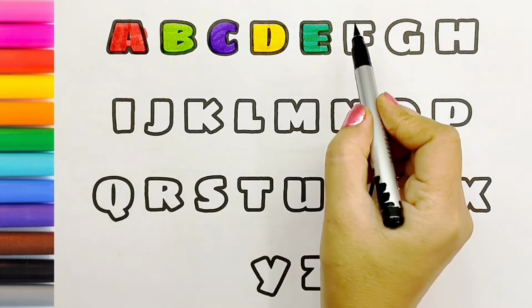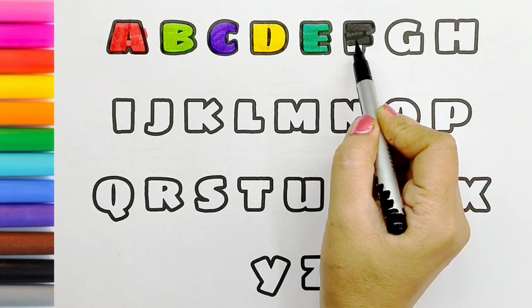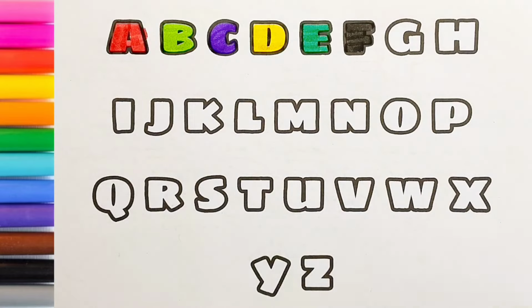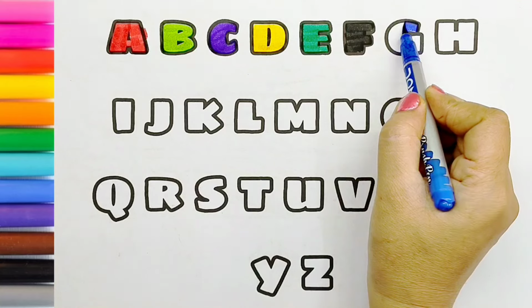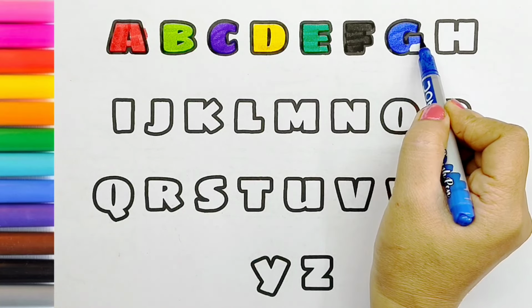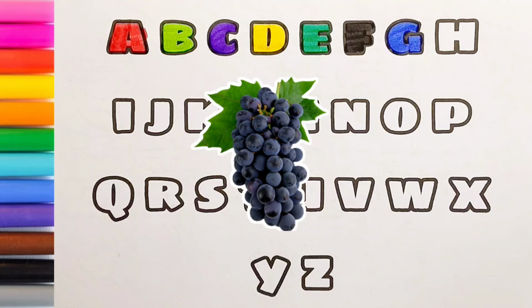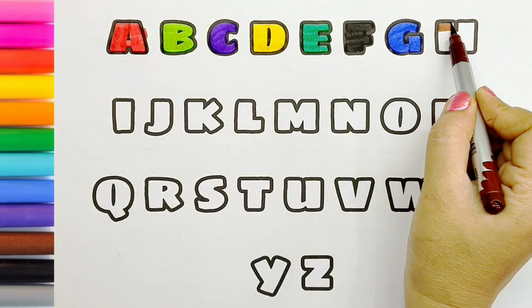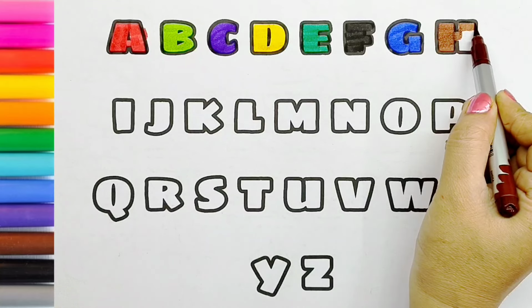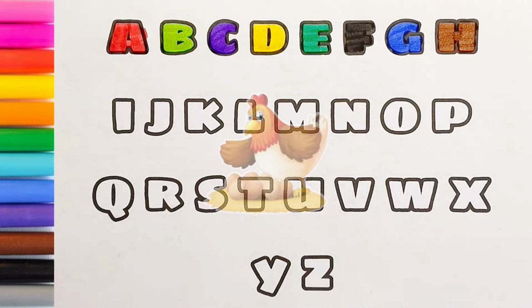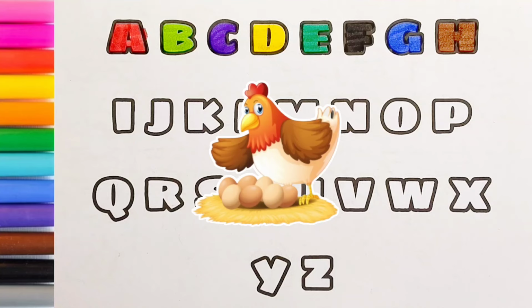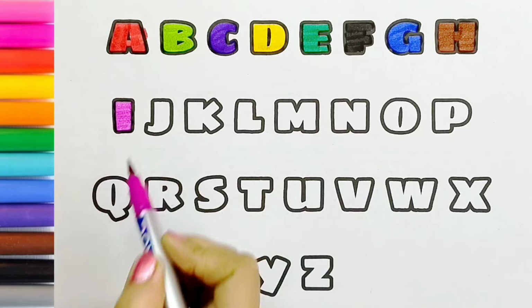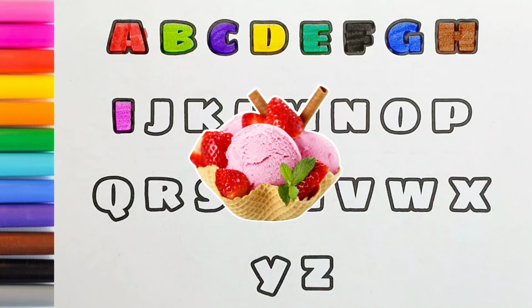Black color, F. F for fish. Blue color, G. G for grapes. Brown color, H. H for hen. Pink color, I. I for ice cream.